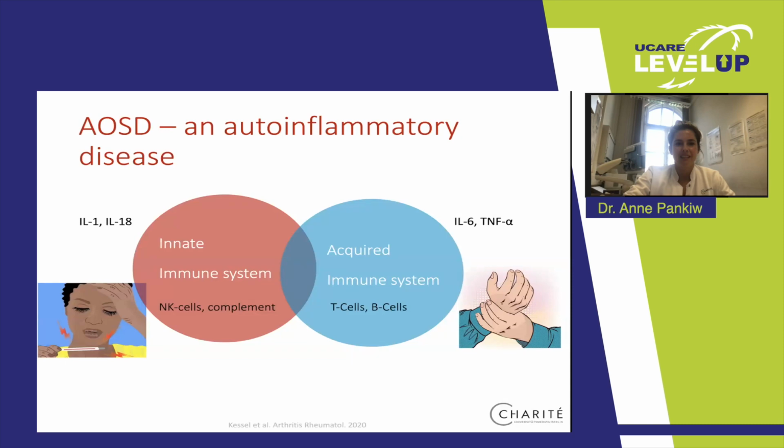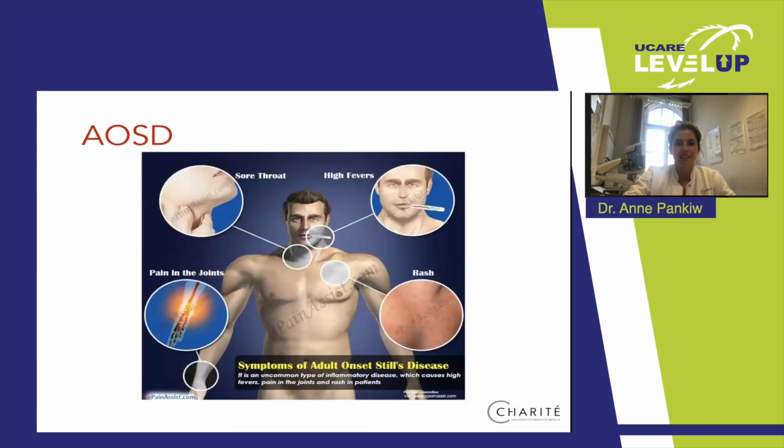It's an autoinflammatory disease, and two parts are involved. It's the innate immune system with the NK cells, the complement factors, the IL-1 and IL-18, and the acquired immune system with the T cells and the B cells, and there the system of IL-6 and TNF-alpha is involved. We have typical symptoms, more or less the same symptoms like our Mrs. Yu. It's pain in the joints, we have the sore throat, high fever, and a rash.